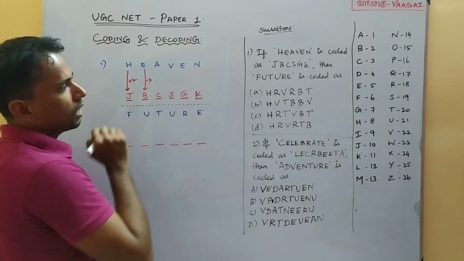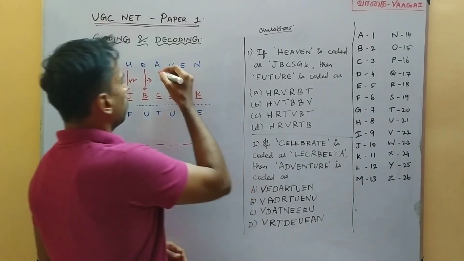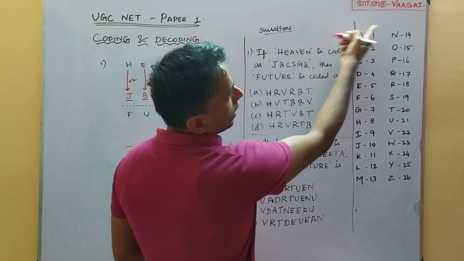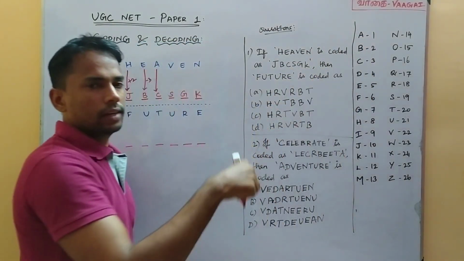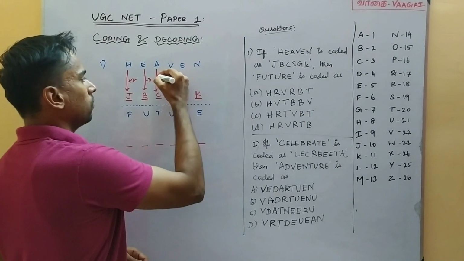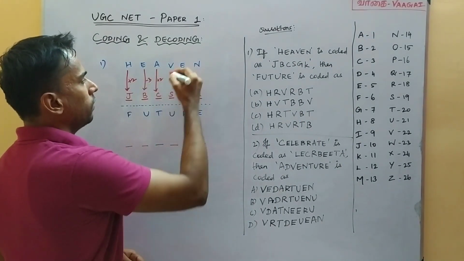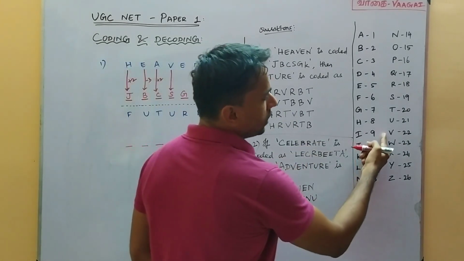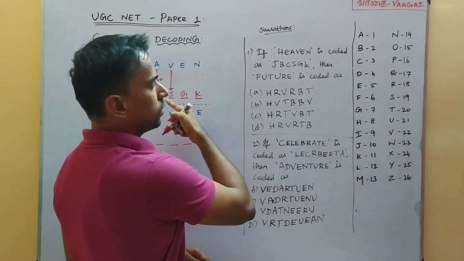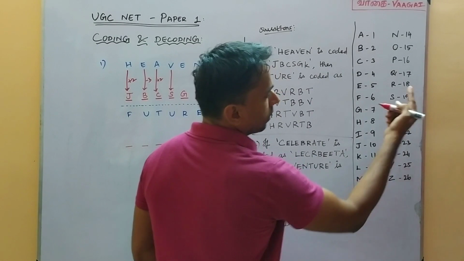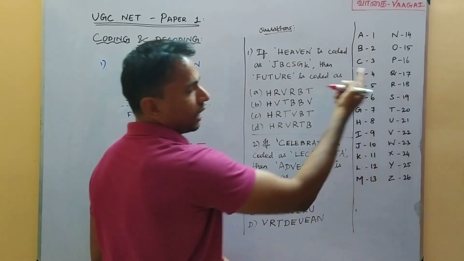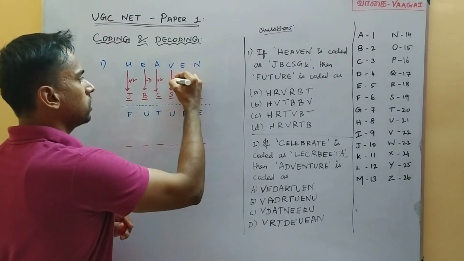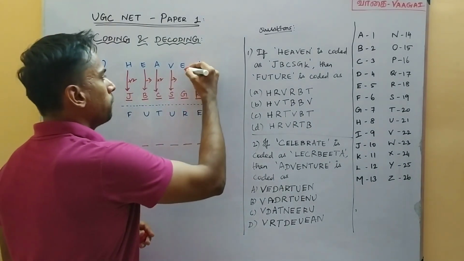Now A to C they are moving. If you come to the table, A is 1 and C is 3. Again it is plus 2 here, so I will note it plus 2. And B to S they are moving. Again come here, B is at 22 and the coded letter S is at 19. So 22 to 19, this is again 3 positions reverse. So minus 3.